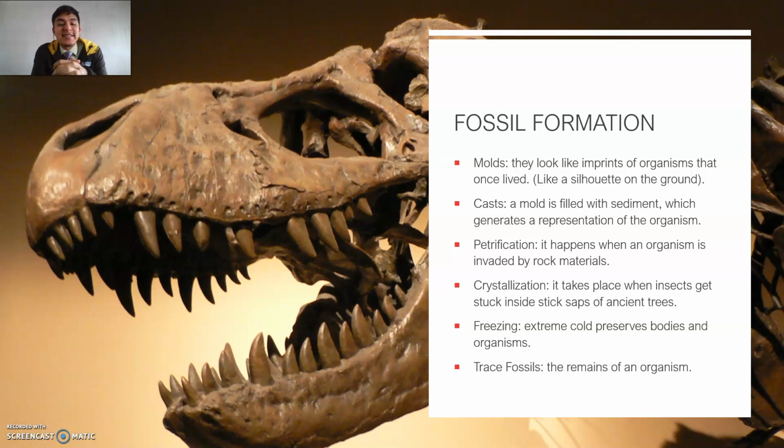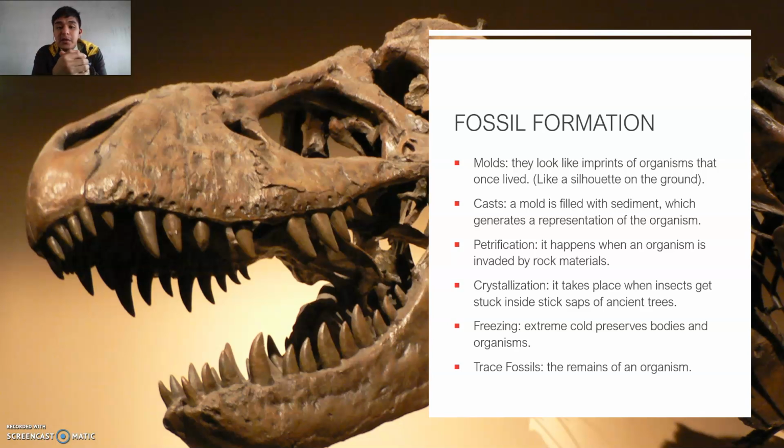We also have casts, and a mold is filled with sediment, which generates a representation of the organism. So when we talk about molds, let's say that it's only half of the organism or the thing that was once there, or it's just the bottom section of it. But when we talk about cast, it's like a complete image or a complete figure of the object or the animal that habitated that location.